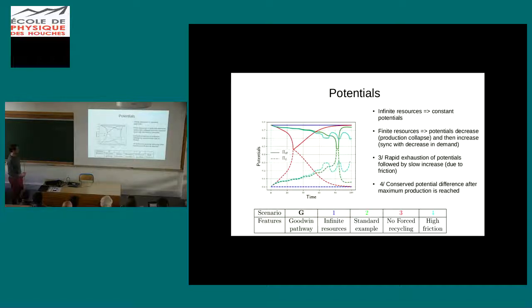For number three, if there is no forced recycling, it means that we have a rapid exhaustion of the resource, so the potentials follow the quantity, and the potentials collapse. It's followed by a slow increase. This is due to the friction, because we are not able to have investment. So the resistivity, the friction in the system, increases, and because the resistivity and the friction increase, the difference of potential can increase also because we are not producing anymore.